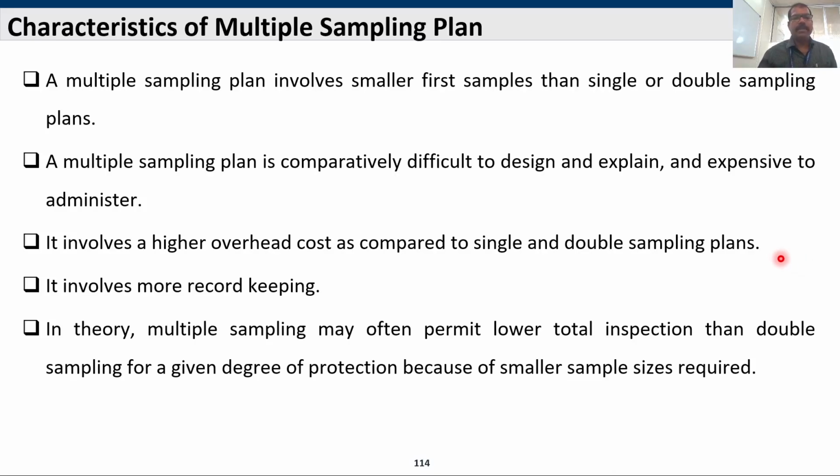In theory, multiple sampling may often permit lower total inspection than double sampling for a given degree of protection because of the smaller sample size. Since you are taking a small sample size, it also means lower total inspection compared with single or double sampling.